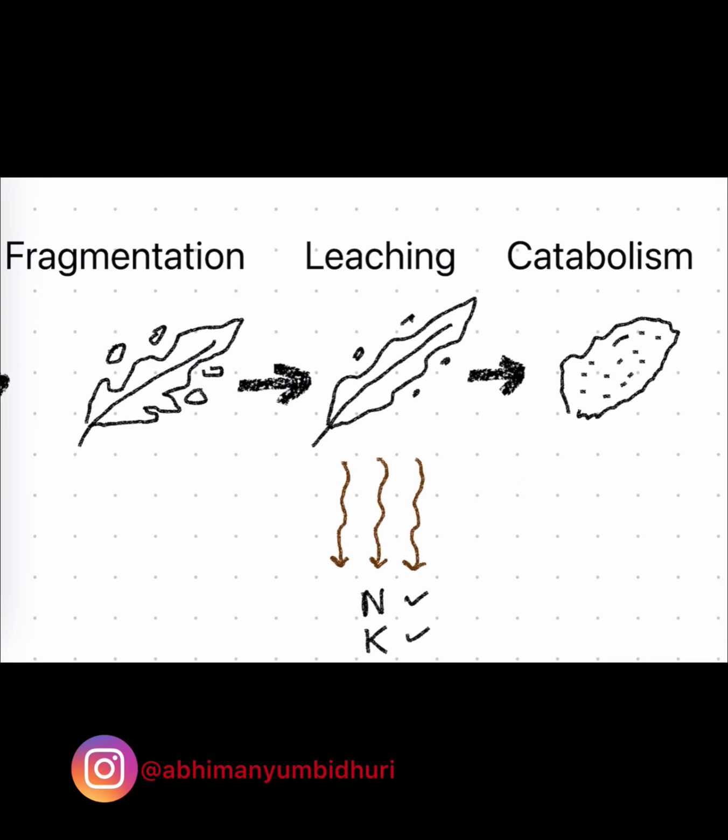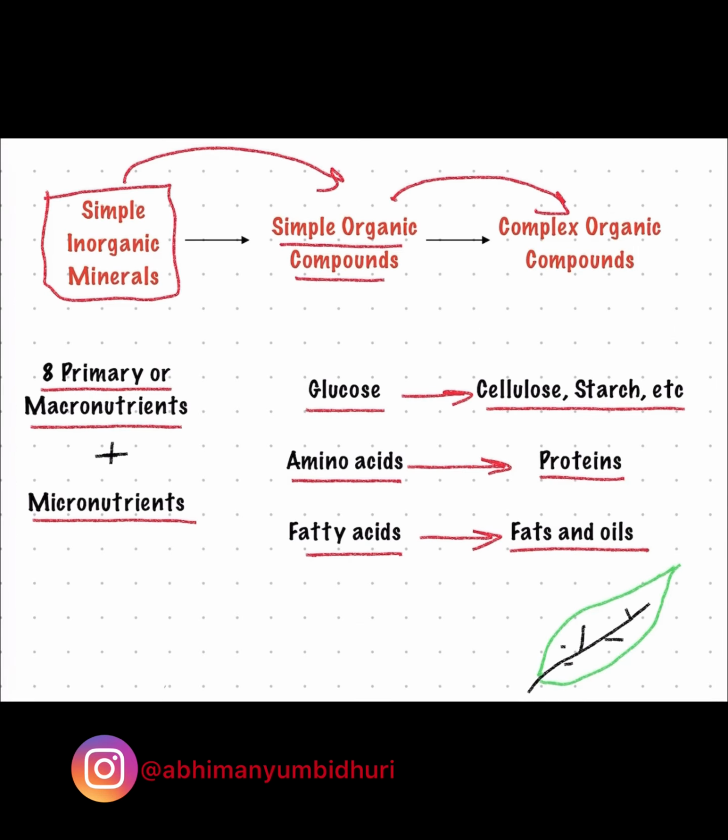The third step is catabolism or chemical decomposition. In this, microorganisms such as bacteria and fungi release enzymes that catalyze the degradation of organic matter, thus helping in the breakdown of complex organic compounds into simpler substances like glucose, amino acids, and fatty acids.